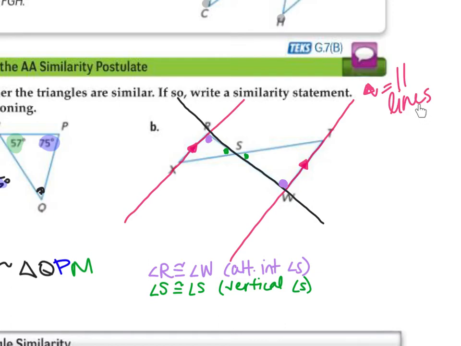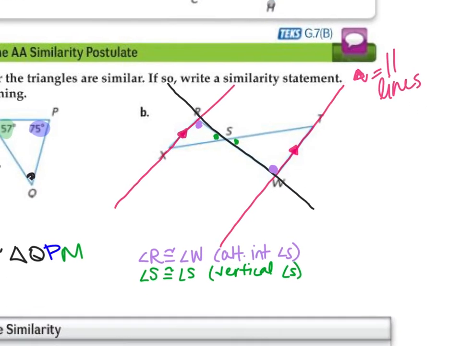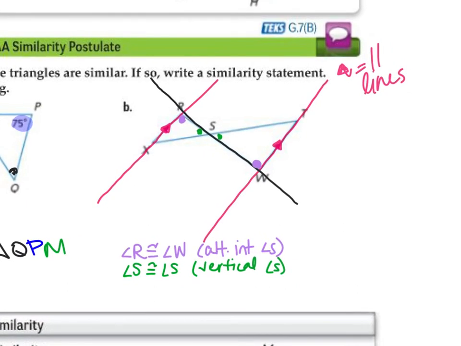So let's write that similarity statement. Remember, with similarity statements, you have to have your corresponding vertices in the right places. So we're going to say triangle XSR is similar to triangle TSW. And again, they are color coded for you so you know which angles go with which.